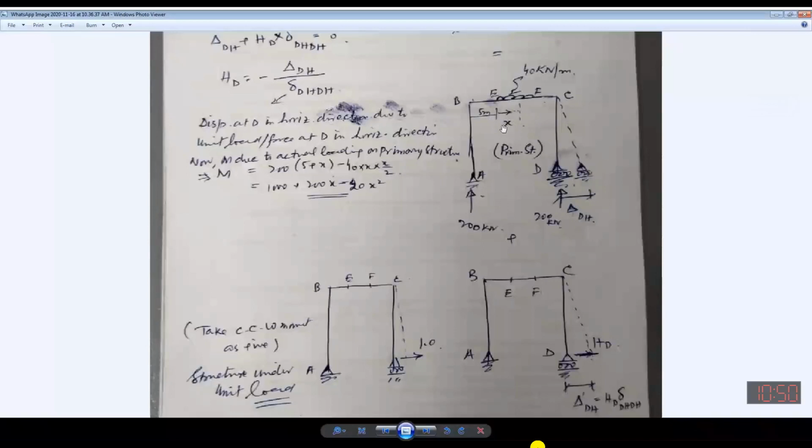If I say x is up to this distance, then this is 40 kilonewton, which is acting downward in this portion. So it will be 40 into x. This is the resulting force for this part, and it will be acting in the middle, so it will be taken to be x by 2, 40 into x by 2. So it comes out to be 200 plus x minus, because it is producing hog inward. So 40 into x by 2 comes out to be 1200x minus 20x square.